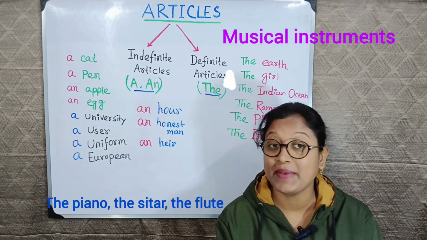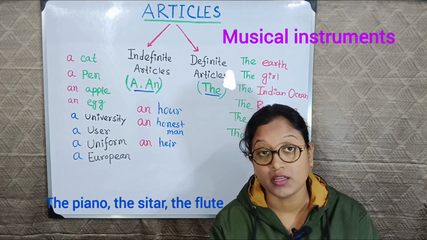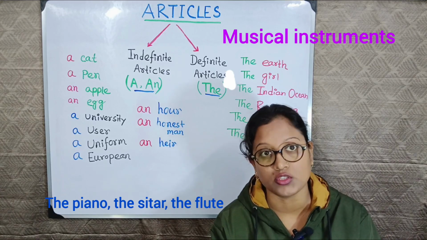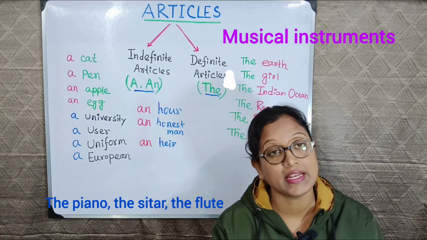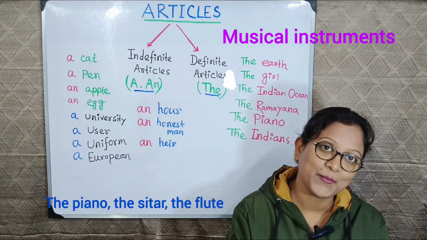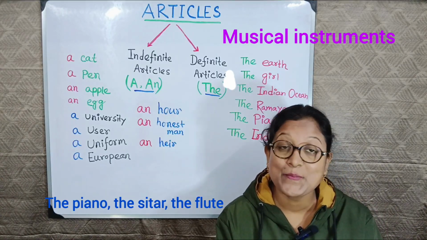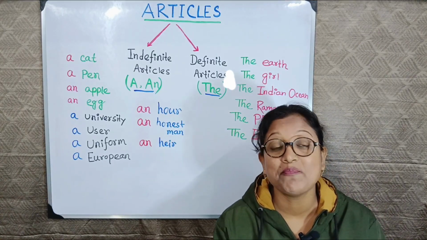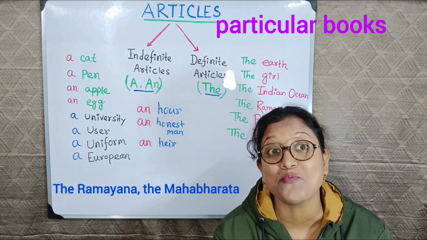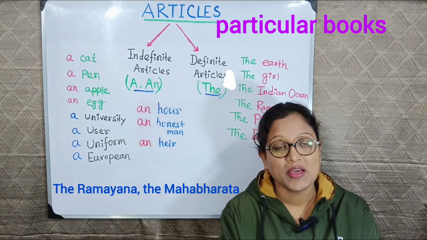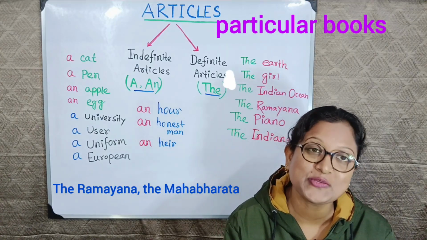Next, we use the before musical instruments. Like, I can play the piano, the sitar, the guitar, the drum, the flute. So before musical instruments, we use the. Okay? Next, before any particular books, we use the.